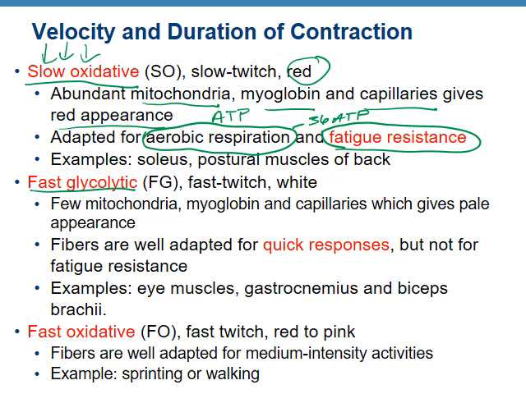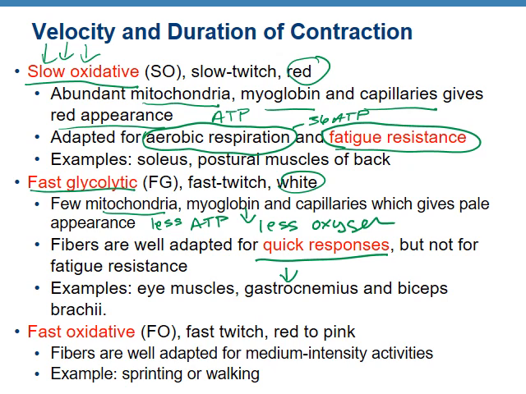Fast glycolytic, these are white in appearance. They have few mitochondria, so that means less ATP, right? They have less myoglobin, so that means less oxygen. These are adapted for quick responses. They are not fatigue resistant. It's where we just need a burst of energy. So the gastrocnemius would be the muscle you're using if you're sprinting. Your eye muscles, orbicularis oculi, it just needs to open and close, right?